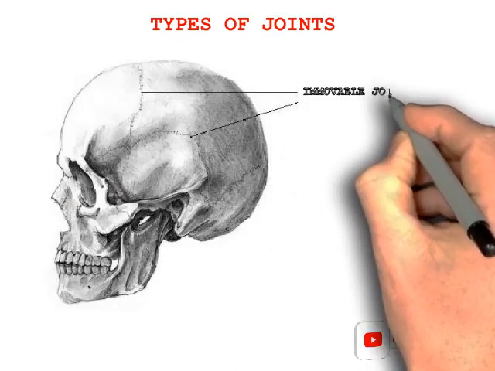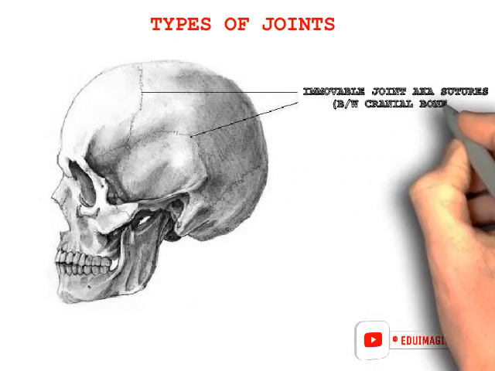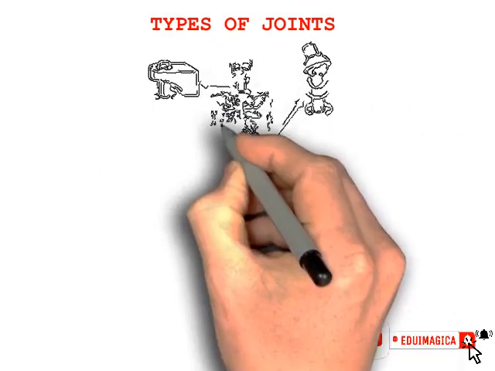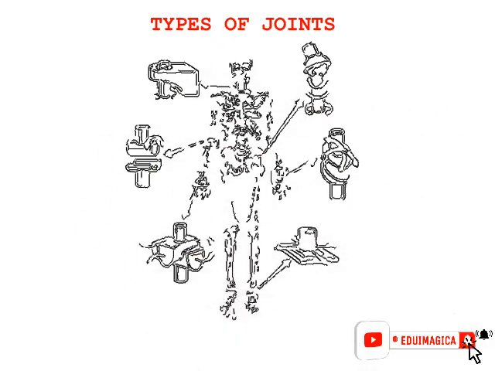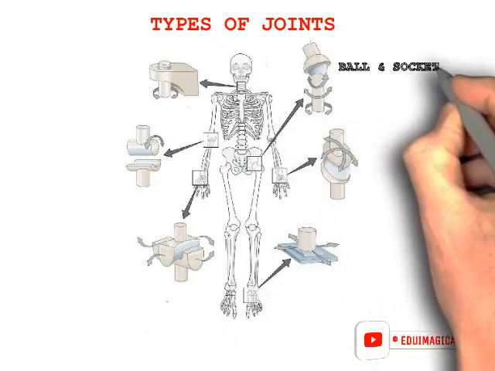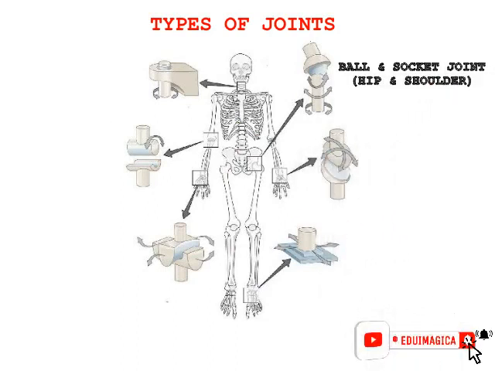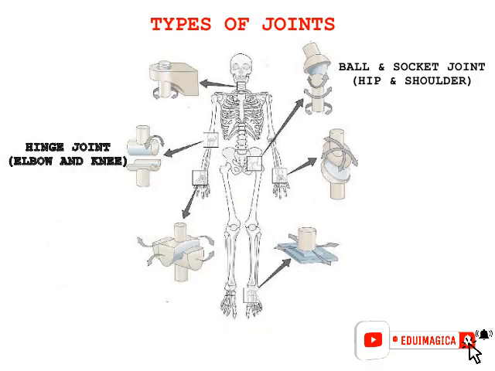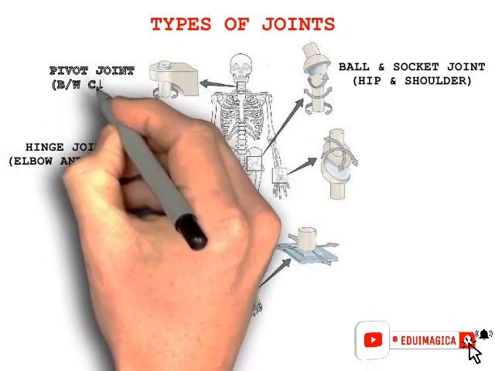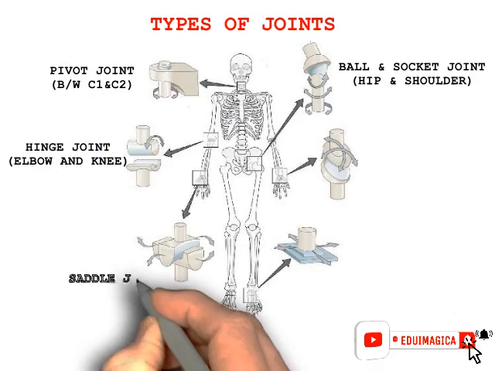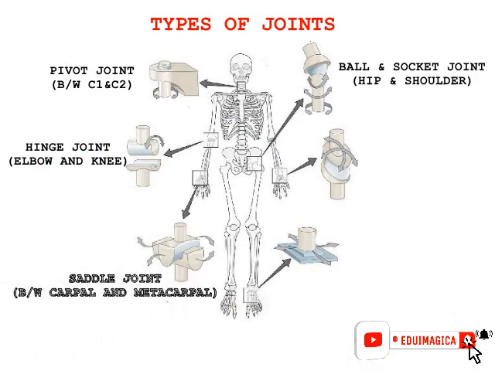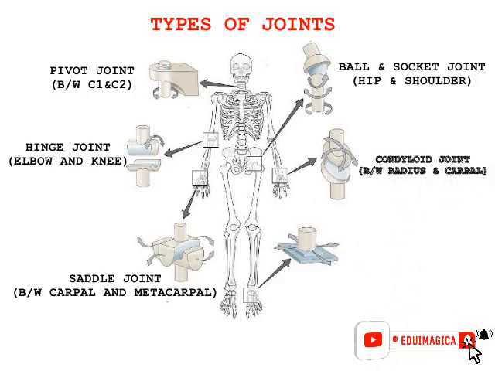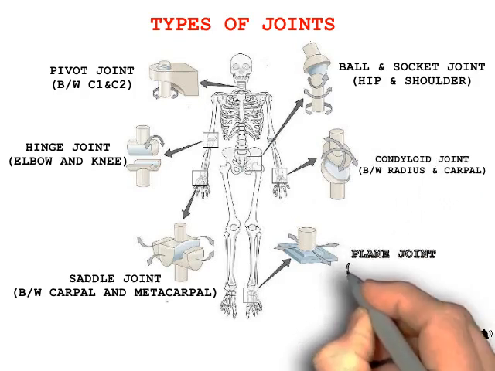Sutures, for example, are non-movable joints present between the bones of the skull, and they provide no mobility. Other joints, however, such as ball and socket joints found in the hip and shoulder, provide lots of mobility as these bones can rotate in multiple planes. Hinge joints such as the knee and elbow can bend in one plane but cannot rotate. And pivot joints such as those found in the neck allow rotation but in a limited plane. Then we have the saddle joint between the carpals and metacarpals. We have the condylar joint between the radius and carpal. And we have the plane joint between the tarsals.